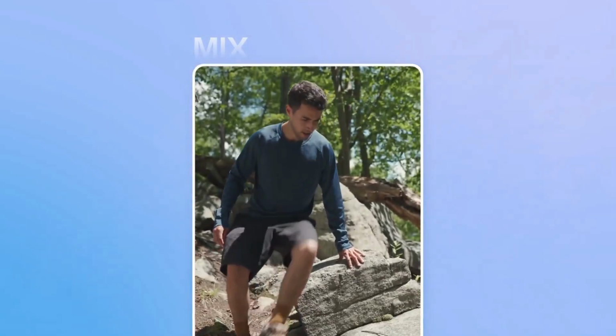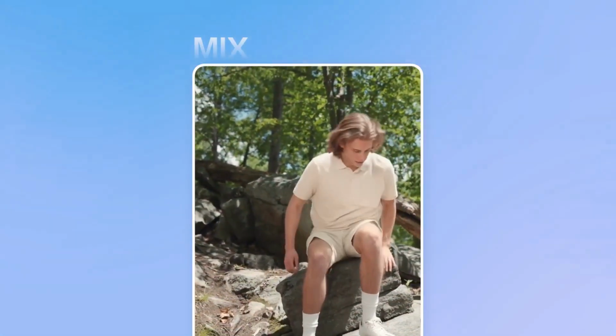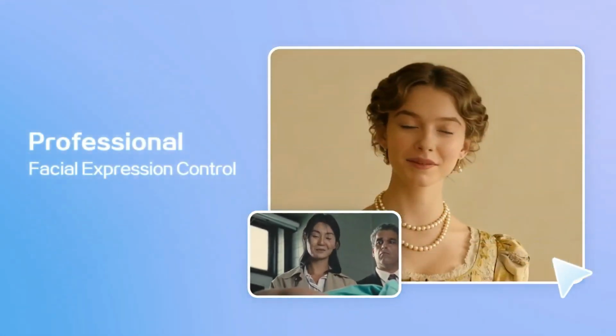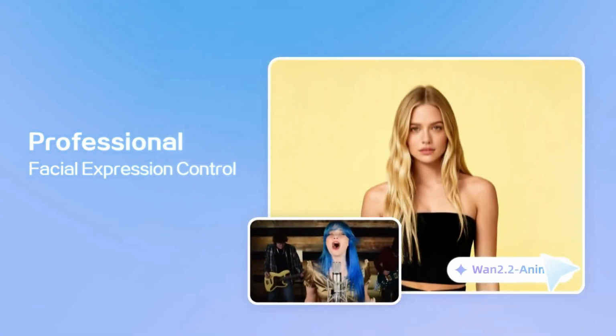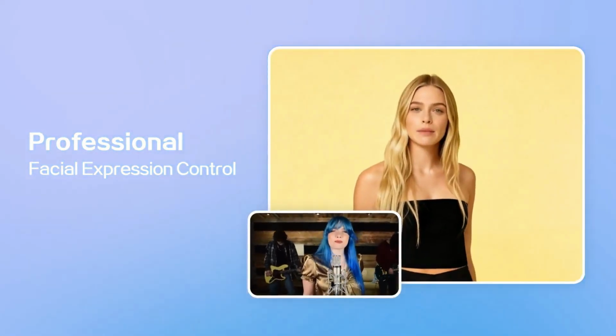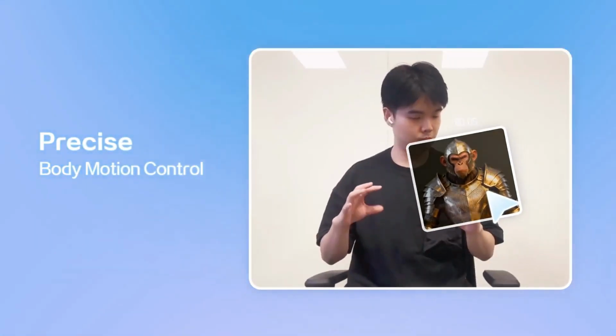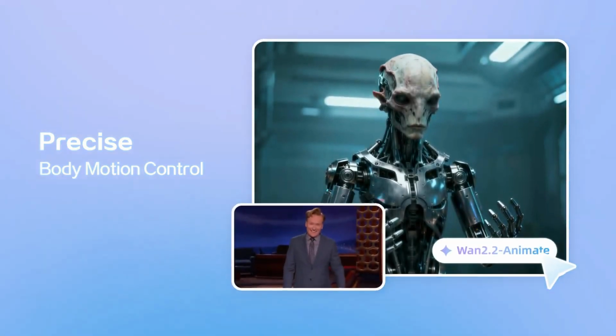The model supports two main modes. Move mode: bring to life a static character image by transferring movement and facial expressions from a reference. Mix mode: swap the original character in the video with the provided character image, while keeping motion, lighting, and expressions as realistic as possible. Technical highlights.